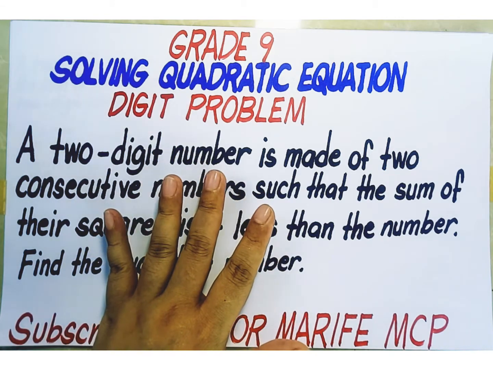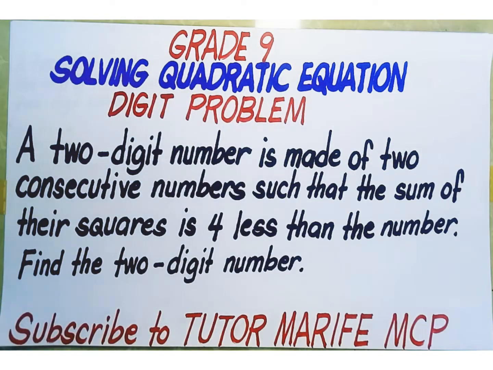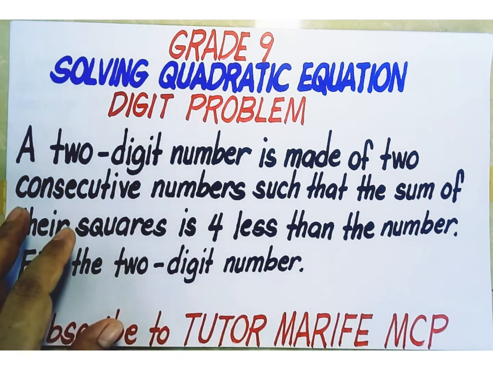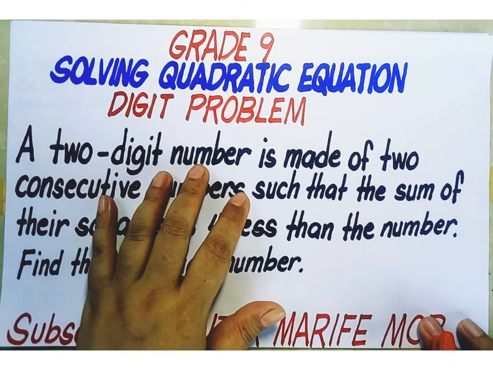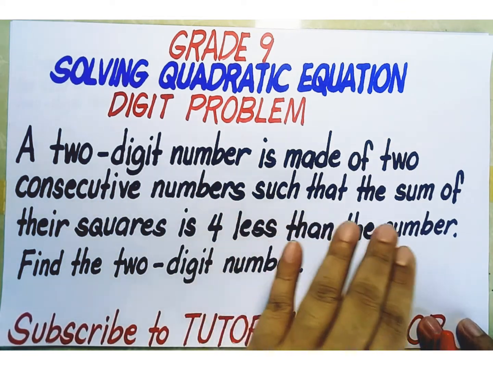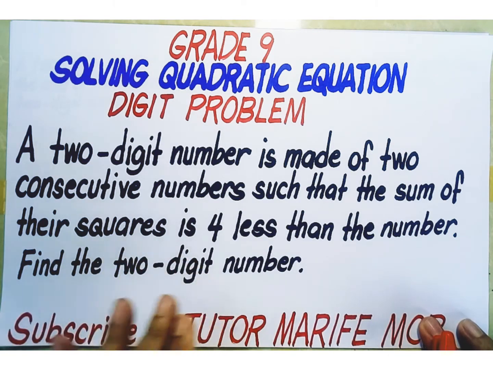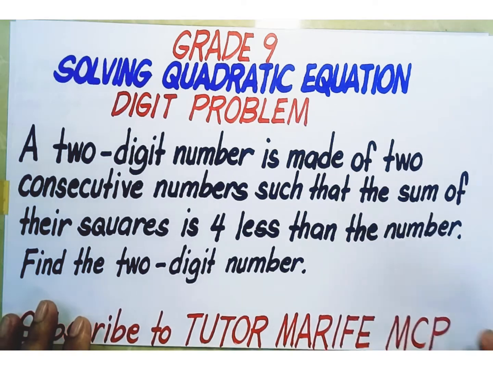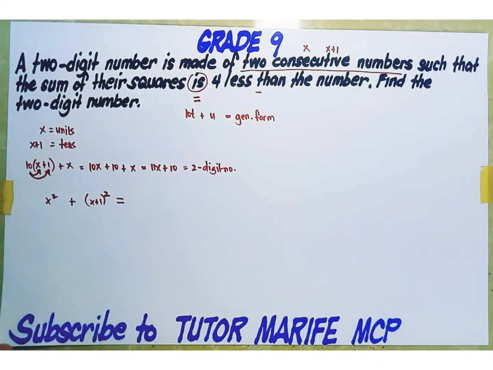This is an application problem in solving a quadratic equation. Specifically, it is a two-digit problem. Let's read it. A two-digit number is made of two consecutive numbers, such that the sum of their squares is 4 less than the number. Find the two-digit number. Okay, let's start.